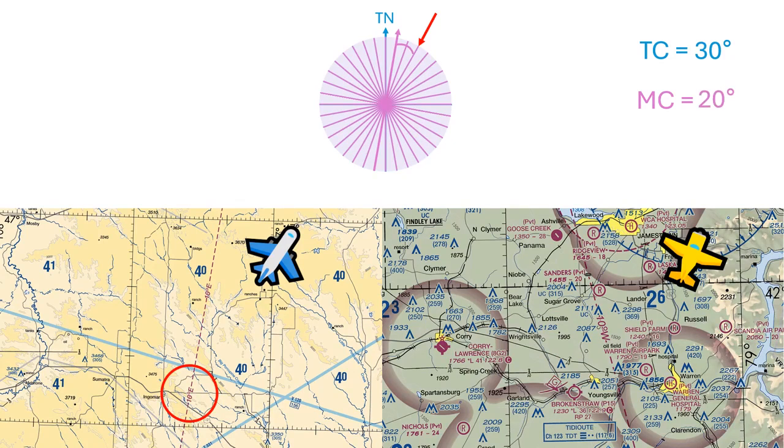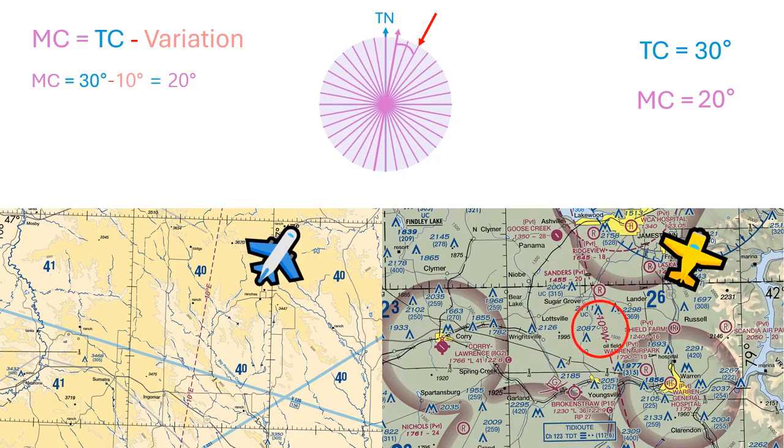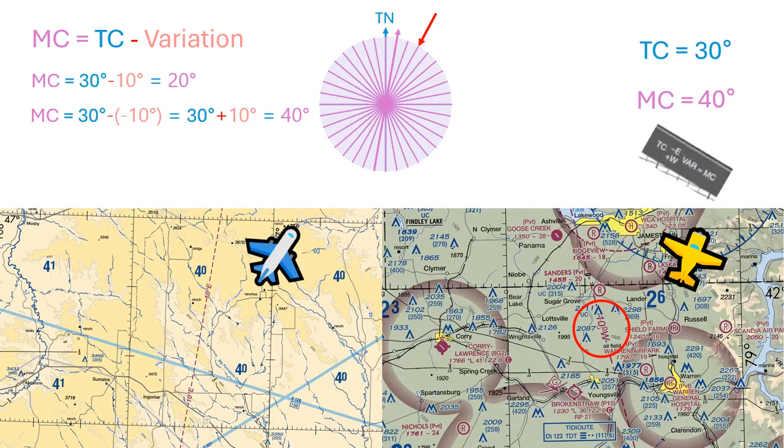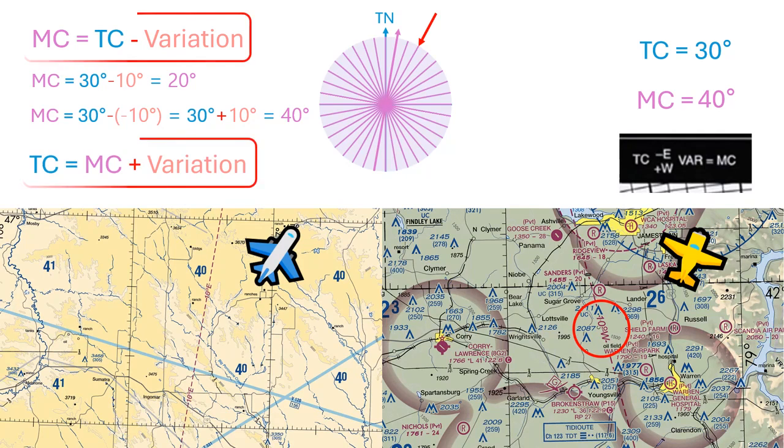Alternatively, you can crunch the numbers. Magnetic course equals true course minus variation. For 10 degrees east, we have 30 minus 10 equals 20, just as we discovered graphically. But for 10 degrees west, remember the numbers are negative. 30 minus negative 10 becomes 30 plus 10, which equals 40. Ta-da! Matches our graphical method yet again. You'll spot this same equation on the backside of your E6B. And guess what? You can flip the equation around to compute the true course from the magnetic course.